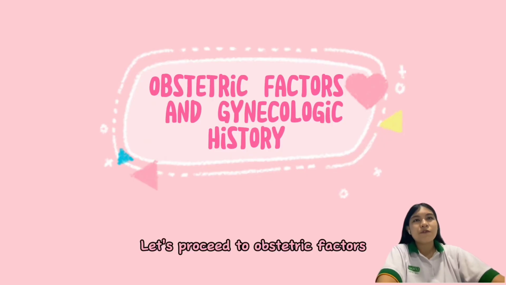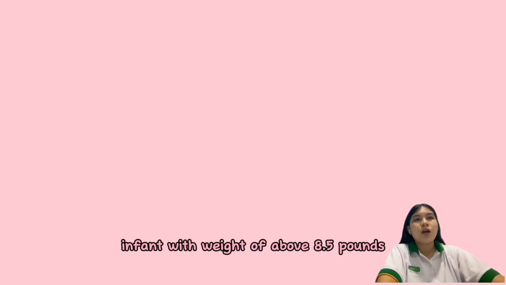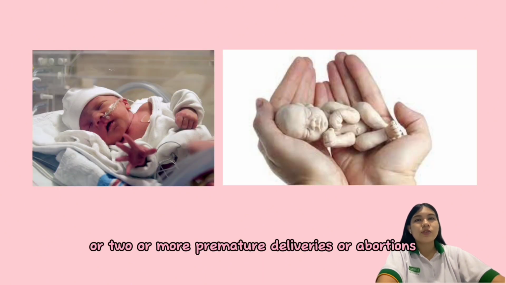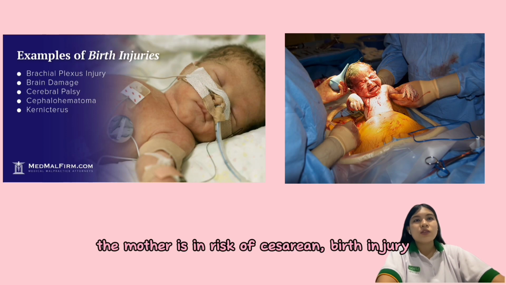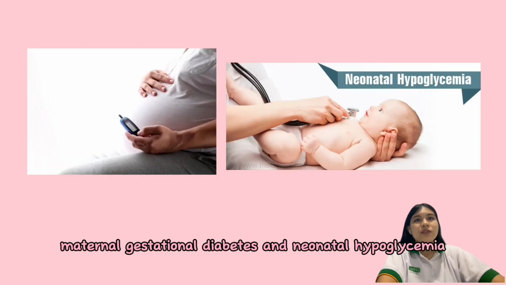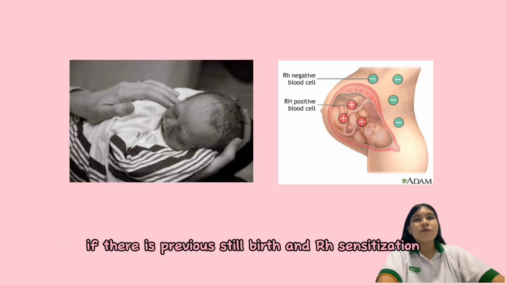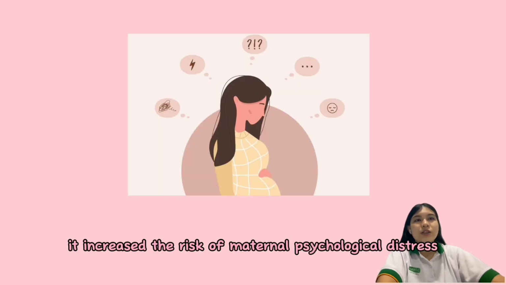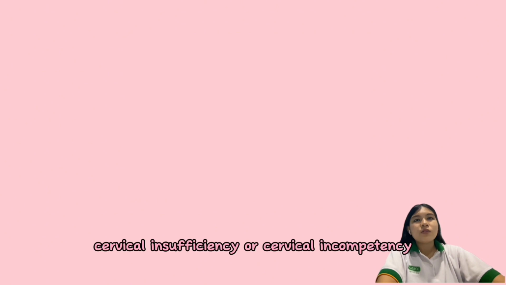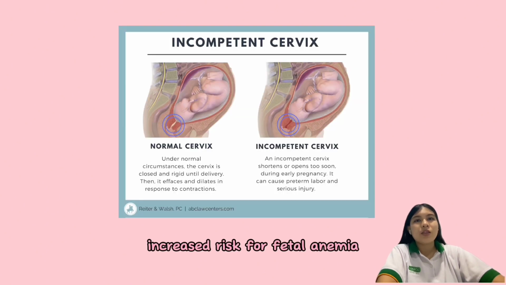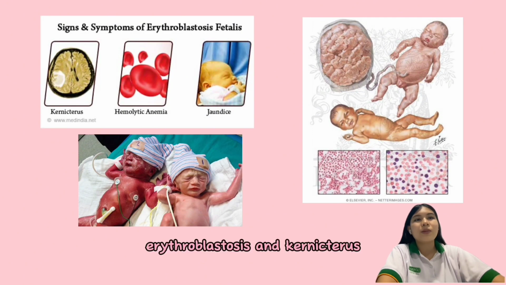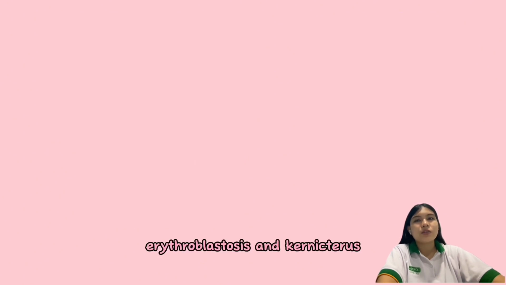Let's proceed to obstetric factors and gynecologic history. If there is a birth of a previous infant with weight of above 8.5 pounds, or 2 or more premature deliveries or abortions, the mother is at risk of cesarean, birth injury, maternal gestational diabetes, and neonatal hypoglycemia. If there is previous stillbirth and Rh sensitization, it may increase risk of maternal psychological distress. Cervical insufficiency or cervical incompetency may increase risk for fetal anemia, erythroblastosis, and kernicterus.